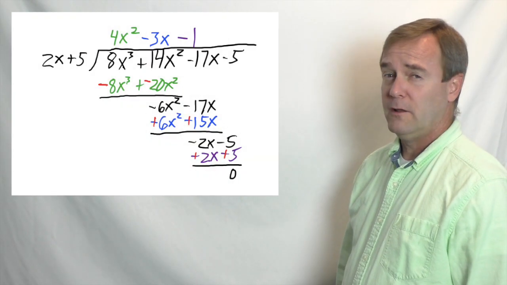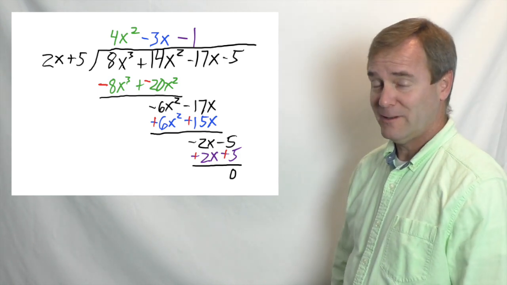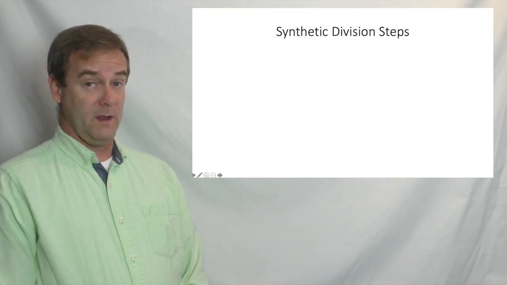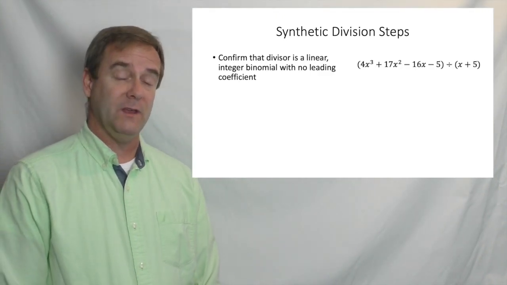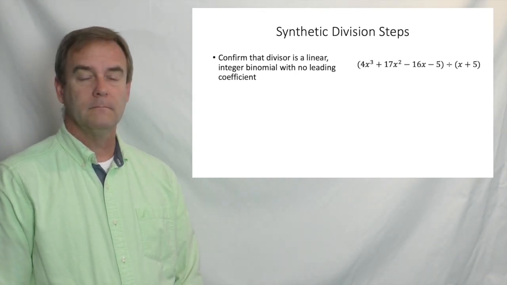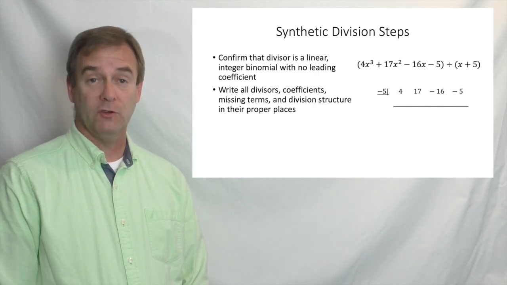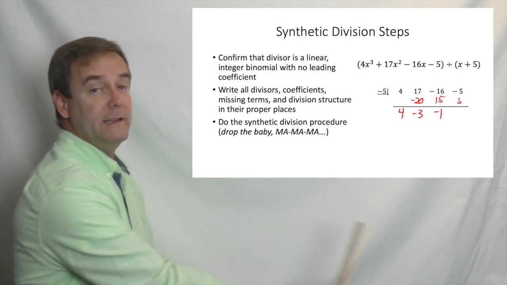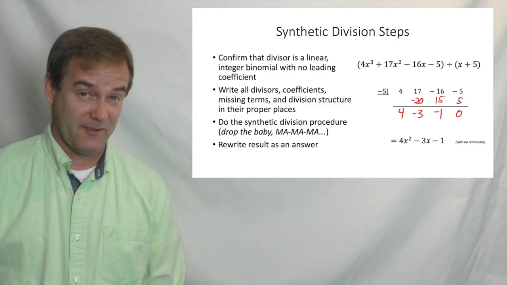In regular long polynomial division, we write everything out in its place. We multiply down, carry, subtract, and ultimately find our quotient. For synthetic division, we confirm we can actually do it. The divisor has to be a linear term with no leading coefficient. Put everything exactly where it goes, including any missing terms. Then we wave our mathemagical wand and the answer pops out. Let's see an example with actual explanation this time.